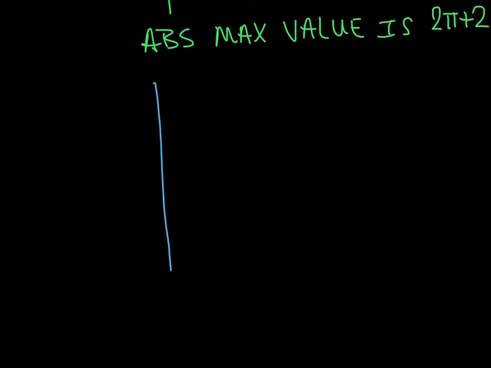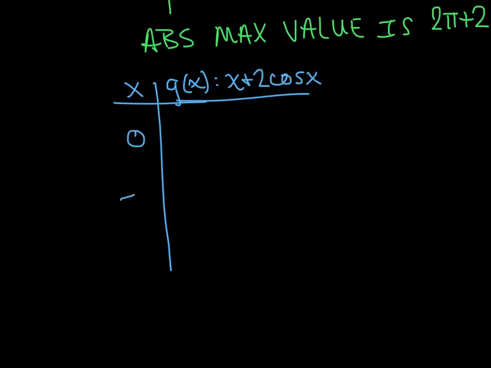So let's make a nice table here. We've got our x's, we've got our g of x's, which happens to be x plus 2 cosine of x. And I'm going to plug in a 0 and then a 5 pi over 6. And again, the numbers get a little ugly, but we'll work through it. 0 plus 2, which is just 2, of course.